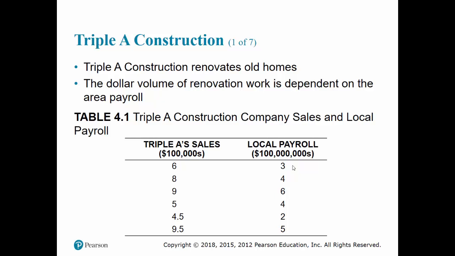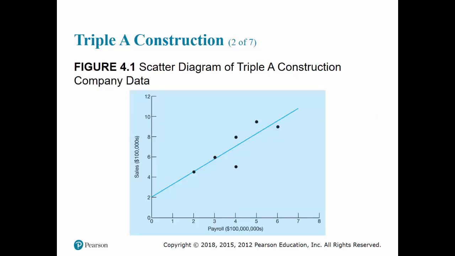Why would you want to predict local payroll unless you're a AAA Construction company, where your interest is in predicting the sales of your company? So that would be your y, and payroll is x. Now you plot payroll on the x-axis and AAA sales on the y-axis, and you get something like this. Obviously it's not going to be on a perfect straight line because there is some random variability that we have not accounted for.